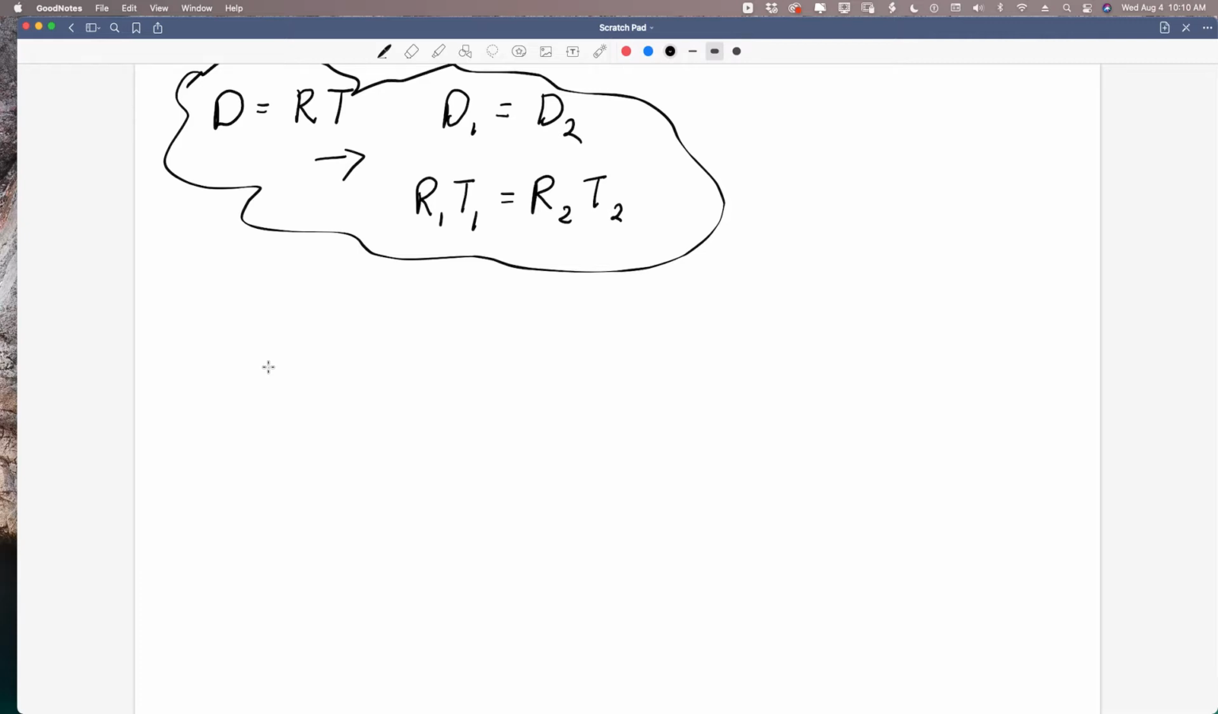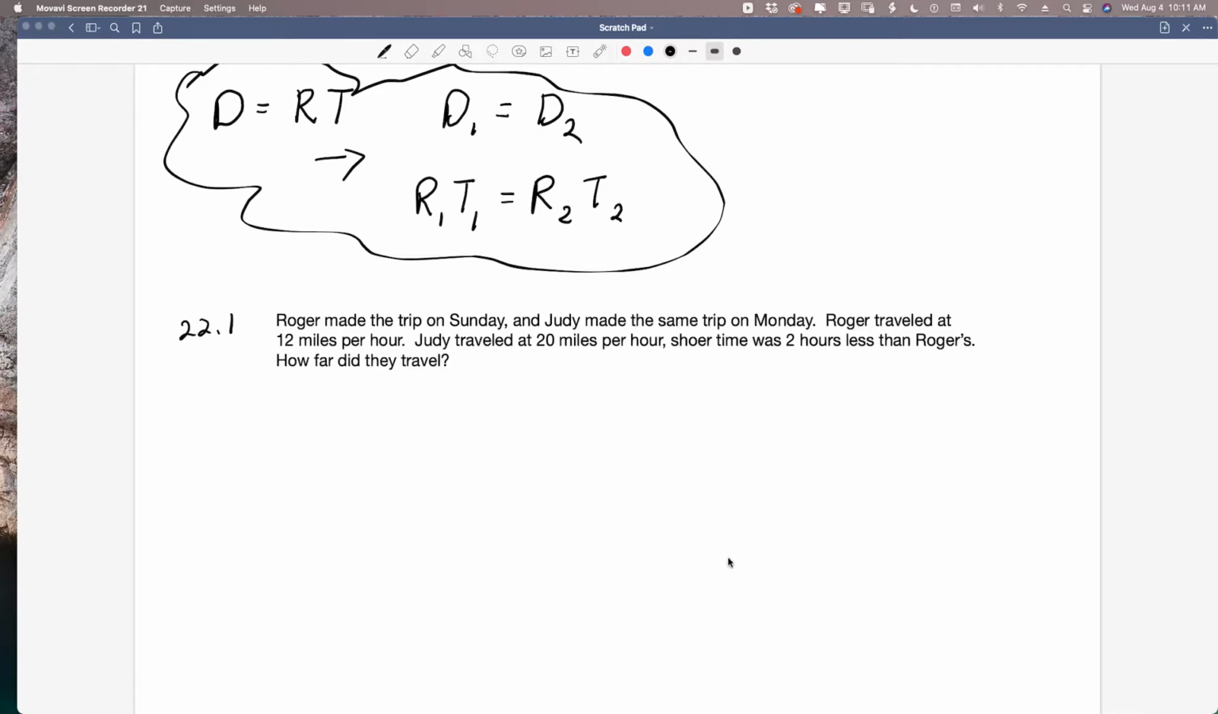And then I'm going to jump right into problem 22.1. This problem is a doozy, so I'm going to type that in for you. Here's our problem that we need to solve. Roger made the trip on Sunday, and Judy made the same trip on Monday. Roger traveled at 12 miles per hour. Judy traveled at 20 miles per hour. So her time was 2 hours less than Roger's time. How far did they travel?